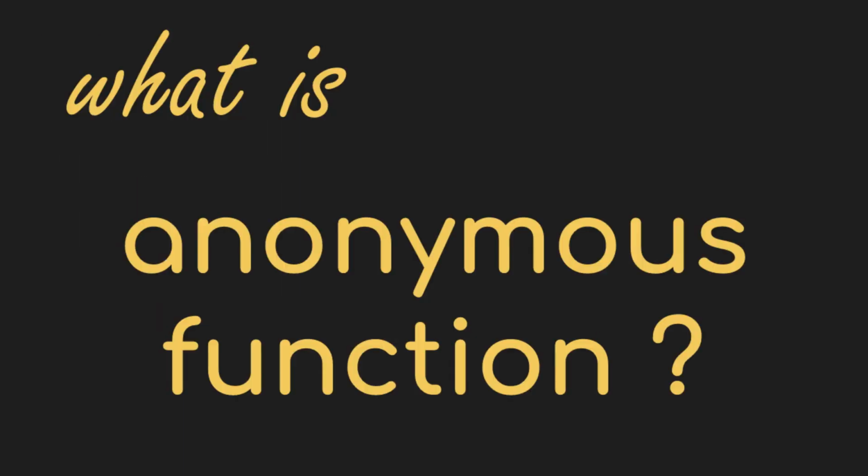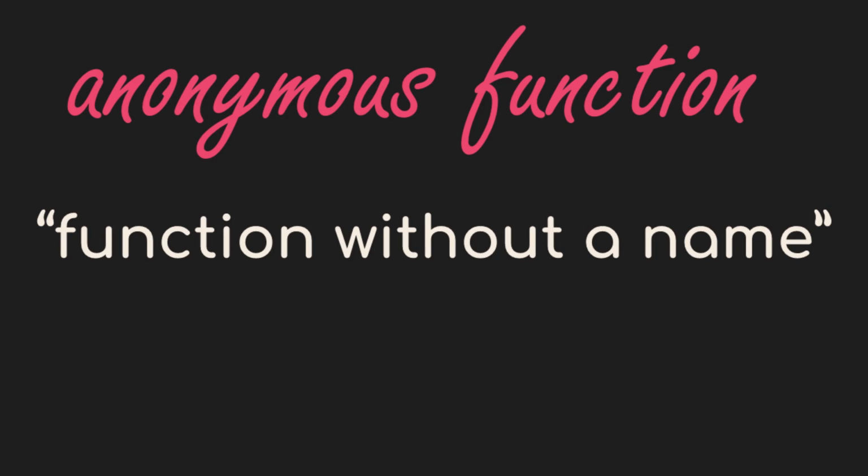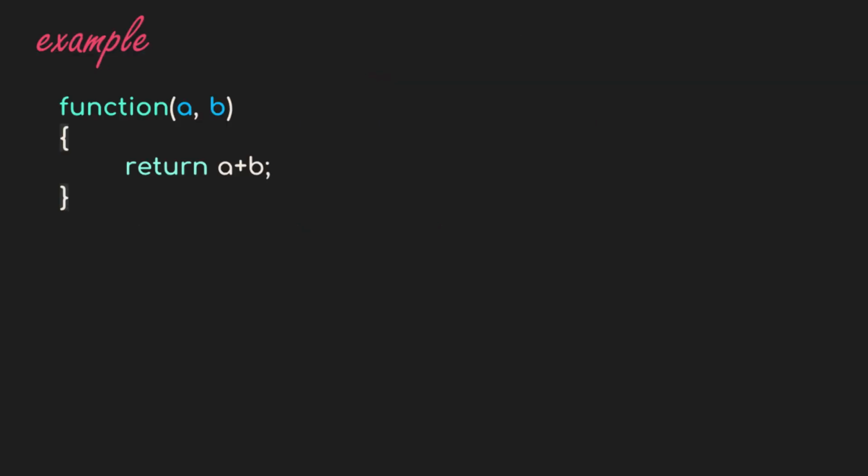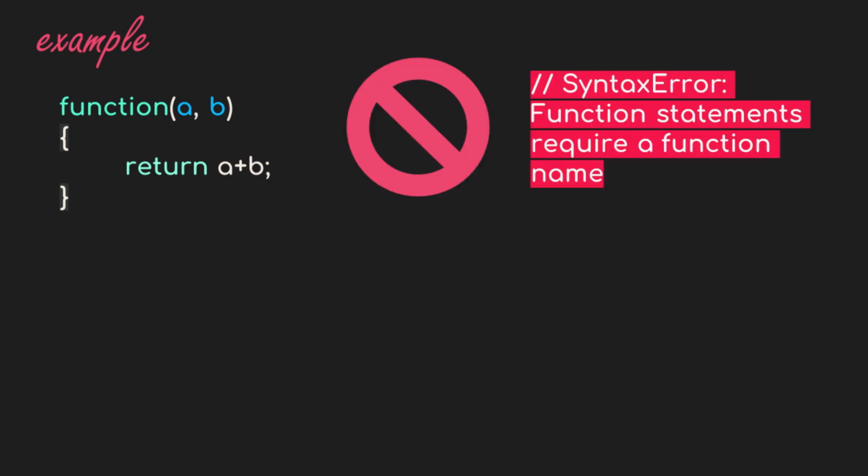Now let's see what is an anonymous function. An anonymous function is nothing but a function without a name. In this function, we do not have a function name, so this function is an anonymous function. But can we directly create an anonymous function in JavaScript? The answer is no, because we will receive a syntax error stating that function statements require a function name, but we can use the anonymous function.